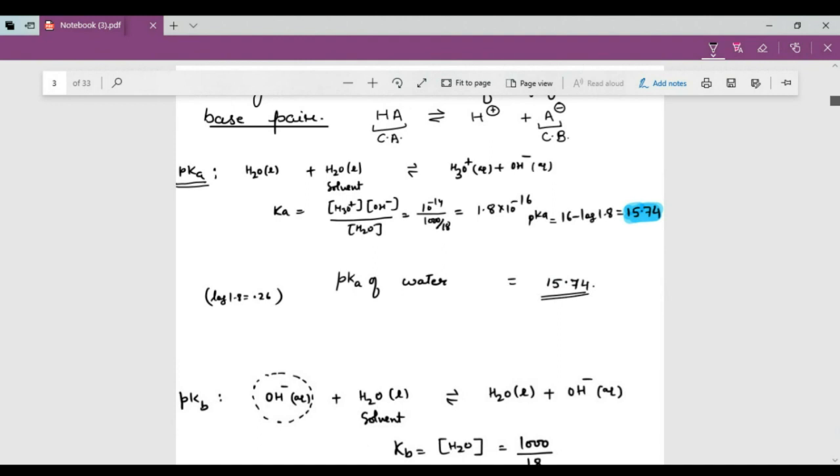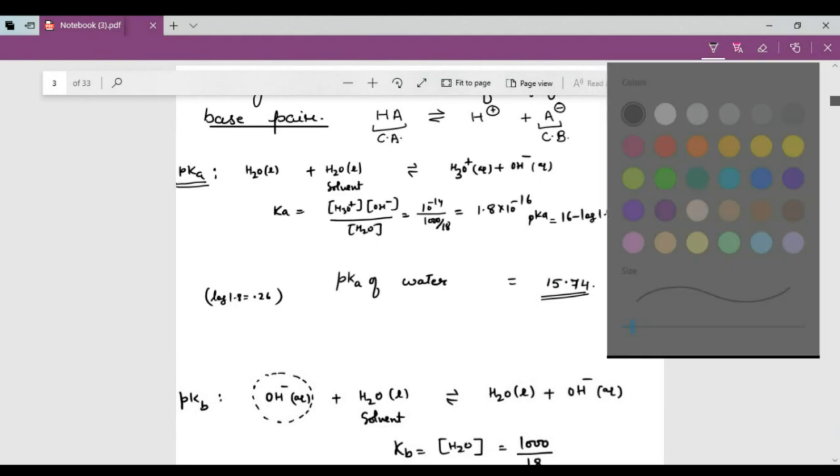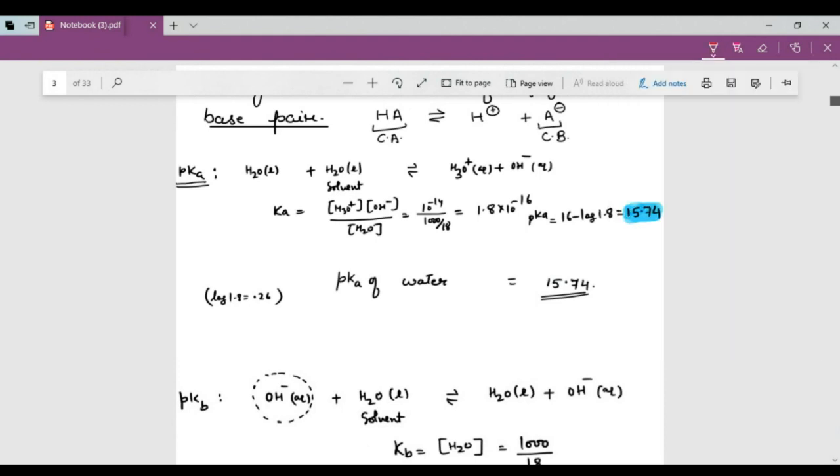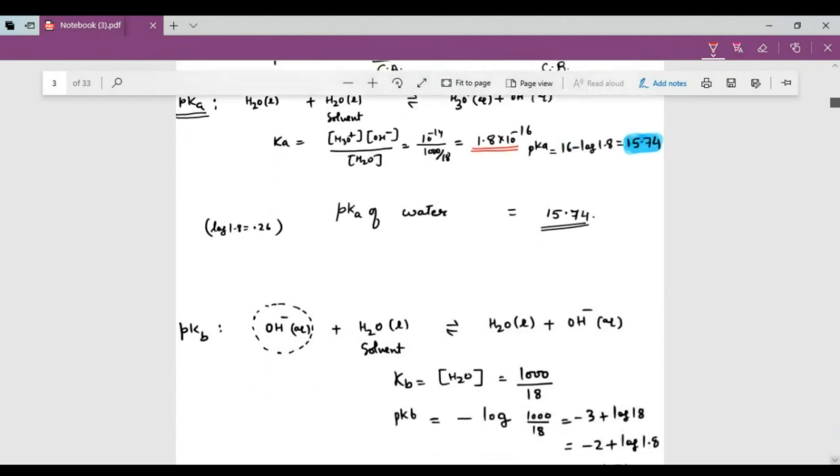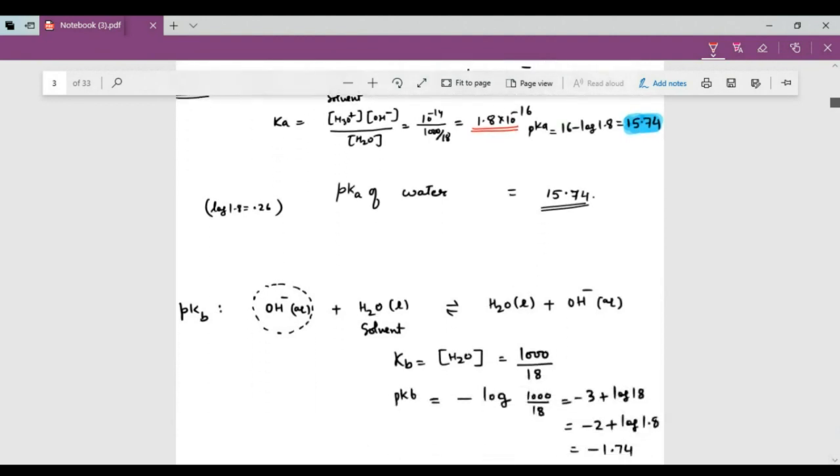15.74. Okay, so pKa of water is 15.74 and Ka of water is 1.8 into 10 to the minus 16, which certainly makes it a very weak acid. It is quite a weak acid. You can see its forward equilibrium constant as an acid is 1.8 into 10 to the minus 16 when I'm talking about its autoionization.